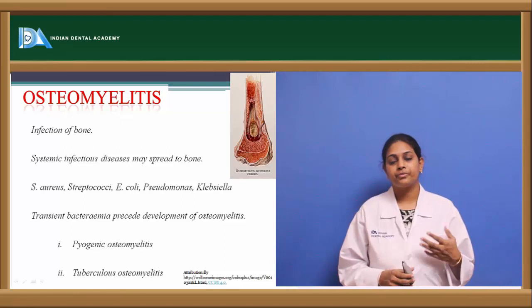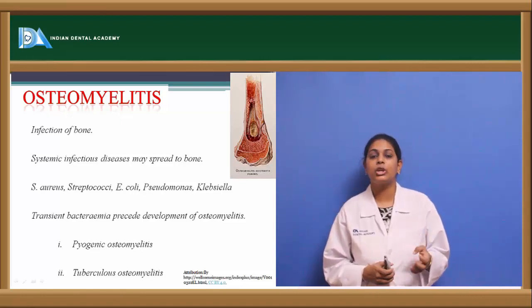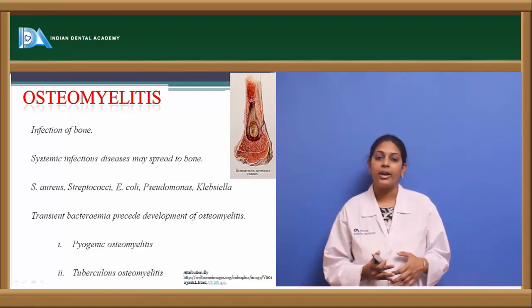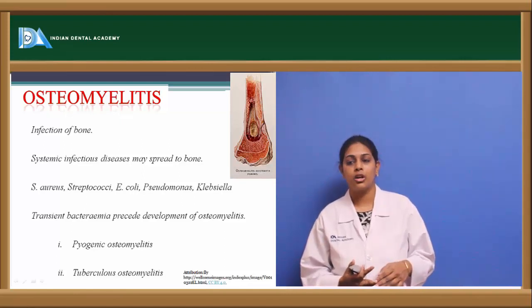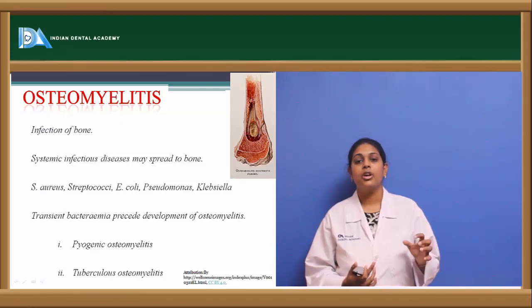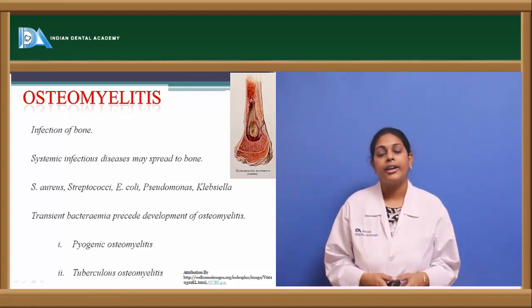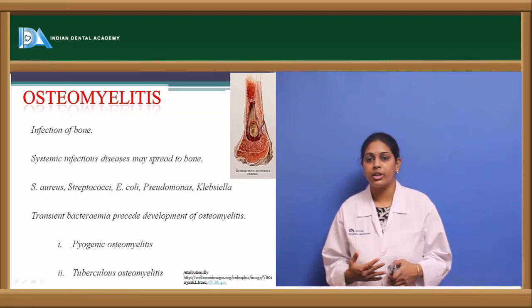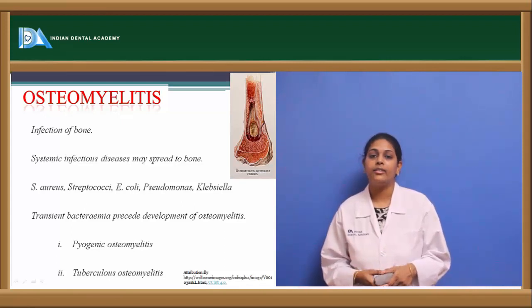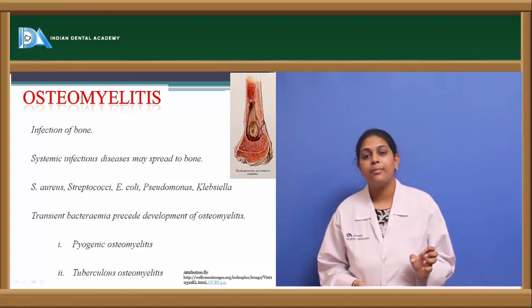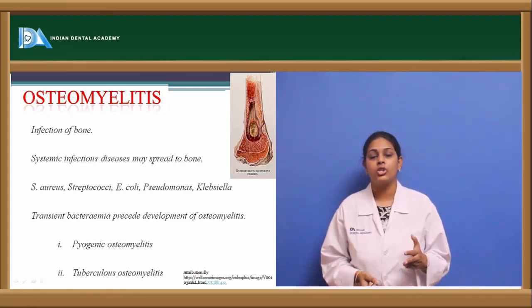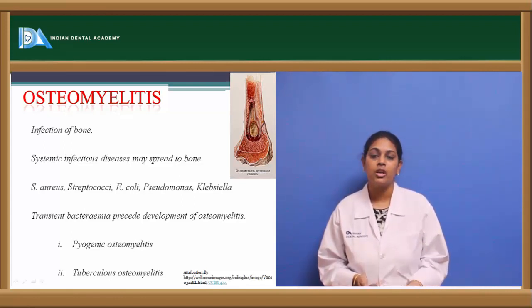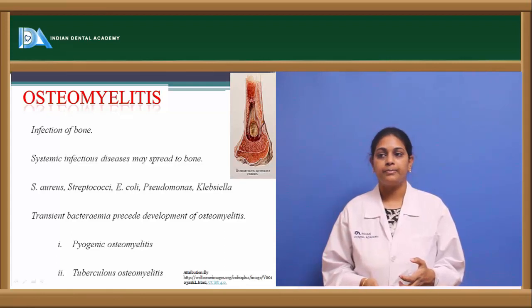Most commonly we see two types of osteomyelitis. One is pyogenic osteomyelitis caused by pyogenic bacteria, and the other is tuberculous osteomyelitis caused by the tubercle bacteria. Usually in such conditions, when it is caused by bacteria, there is a transient bacterial infection stage which precedes the osteomyelitis manifestations. These are the clinical features we observe in osteomyelitis.